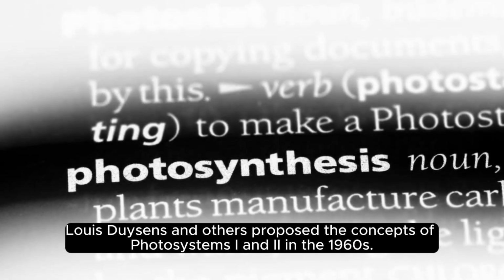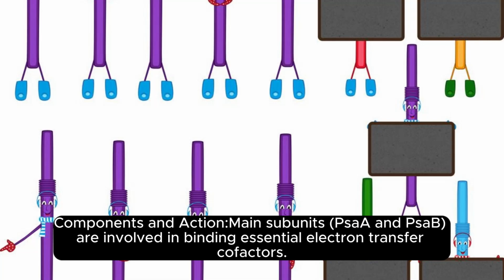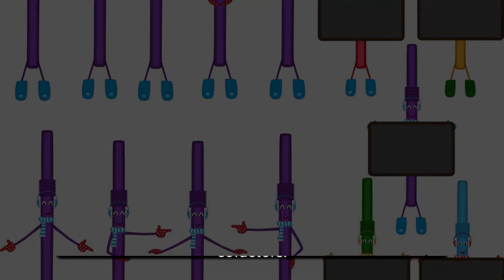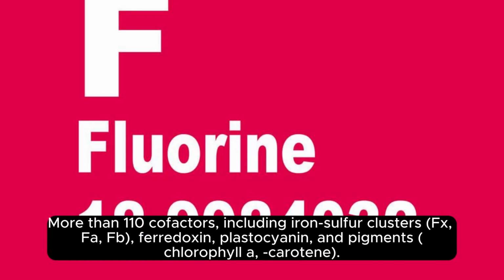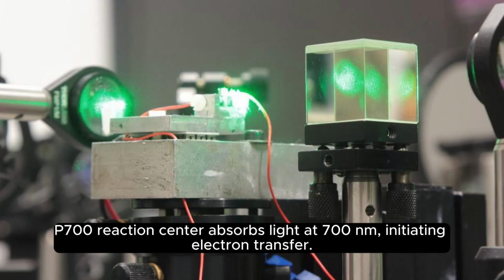Louis Duysens and others proposed the concepts of photosystems I and II in the 1960s. Components and action: main subunits PsaA and PsaB are involved in binding essential electron transfer cofactors. More than 110 cofactors, including iron-sulfur clusters FX, FA, FB, ferredoxin, plastocyanin, and pigments chlorophyll a and carotene. Antenna complex with chlorophylls and carotenoids for light absorption. P700 reaction center absorbs light at 700 nanometers, initiating electron transfer.